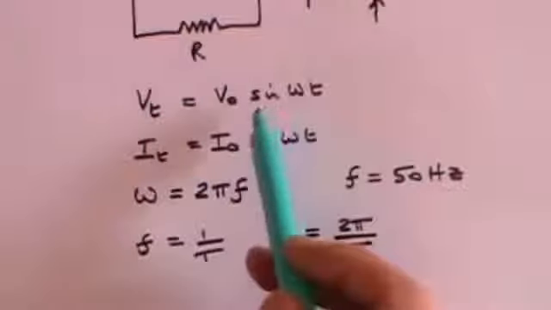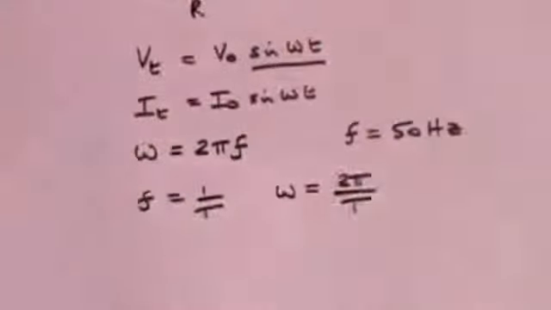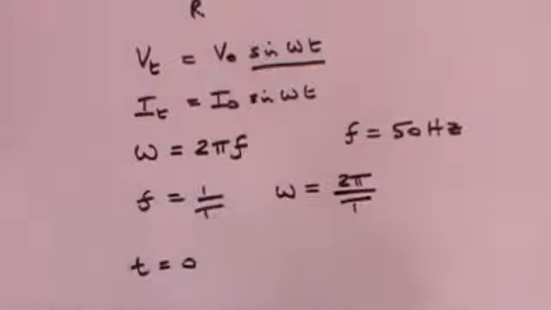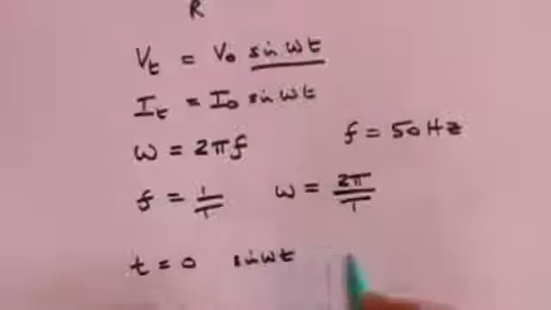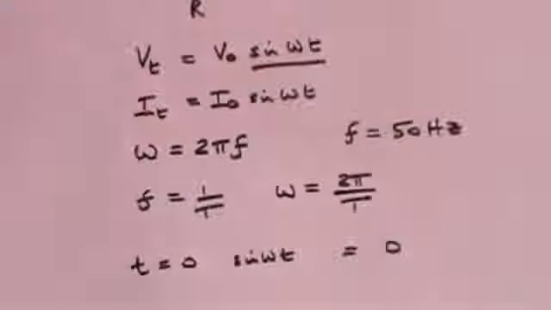And we'll take just this term, sine omega t, and we'll ask ourselves what the value of that will be depending on the value of t. So let's start off with t equals 0. Well, if t equals 0, I think it's pretty obvious that sine omega t is going to be the sine of 0, which is 0.